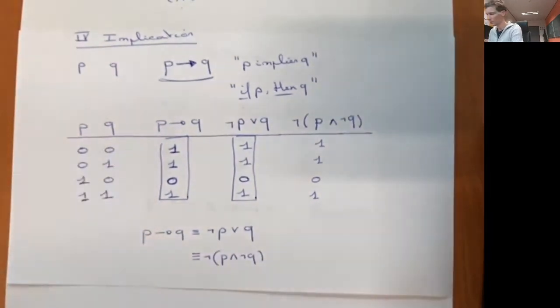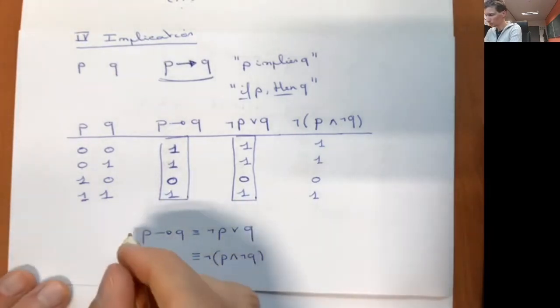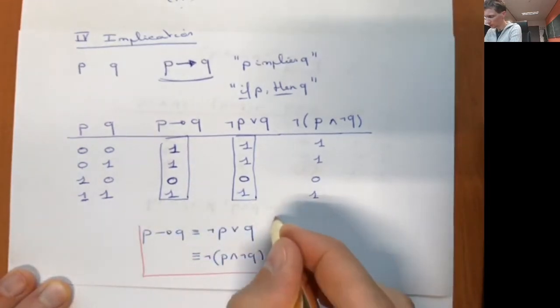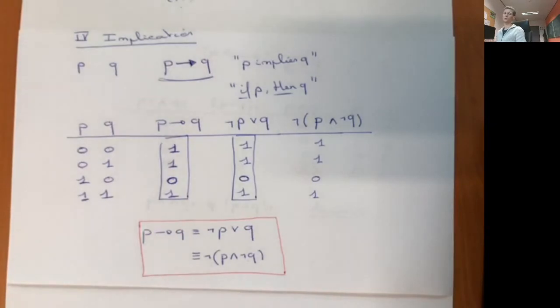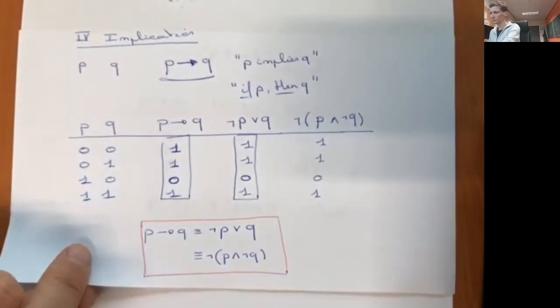I was outside of the scope of my camera. So to recall, P implies Q is the same as saying that it's not the case that P is true and Q is false. So these three equivalences are quite important to remember because we will use them over and over again in the duration of this course. Good. So this is the fourth way how to make new formulas, and then there's a final way.